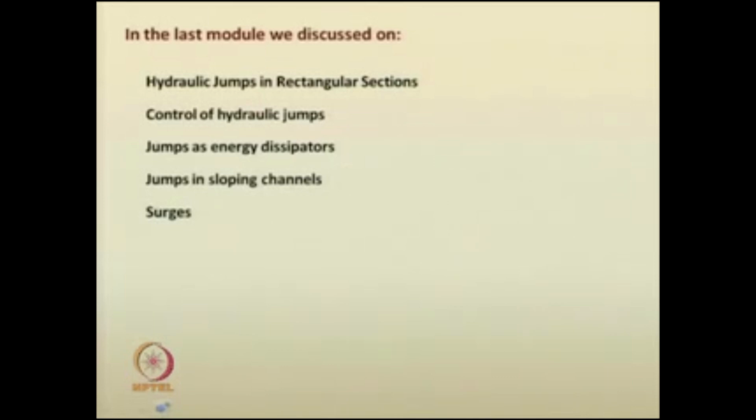If you recall, in the last module, we had discussed hydraulic jumps, especially hydraulic jumps in rectangular sections. We also covered how to control the hydraulic jumps. We also discussed how to use jumps as energy dissipators. We have discussed briefly jumps in sloping channels. We also discussed surges, which are called unsteady hydraulic jumps or moving hydraulic jumps, right.